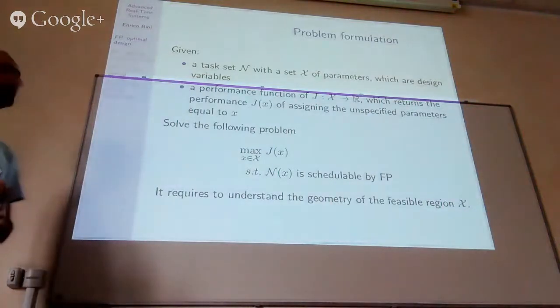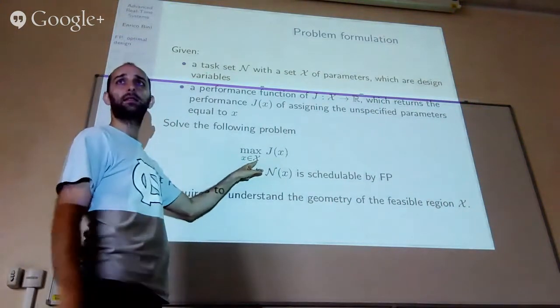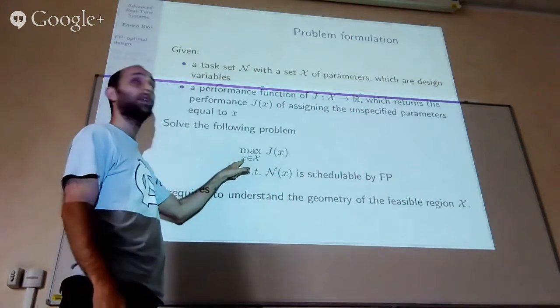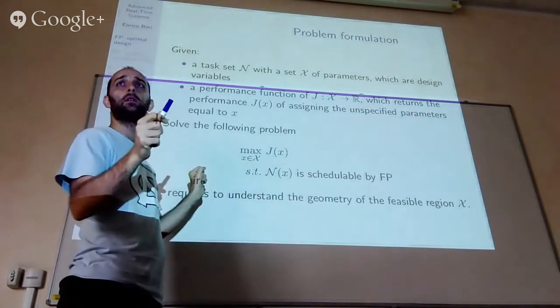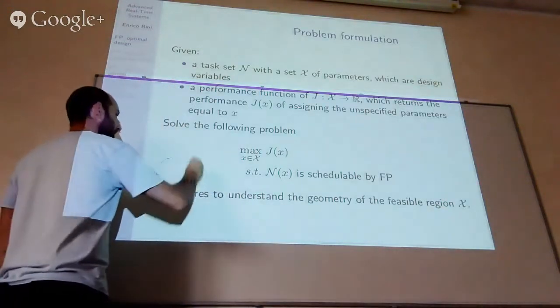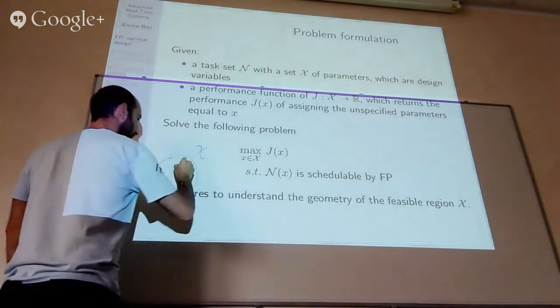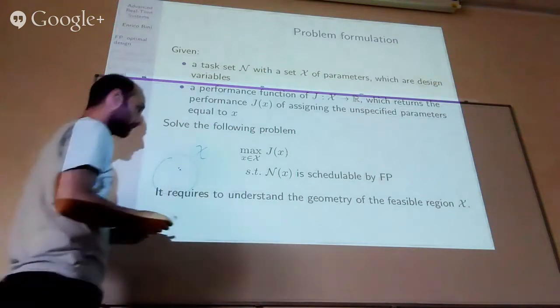Is X the parameter, or is it the Y? Big X is the set of parameters, and the small x is the tuple of parameters. Okay, so let's say this is big X, and this is small x. Okay? Right.